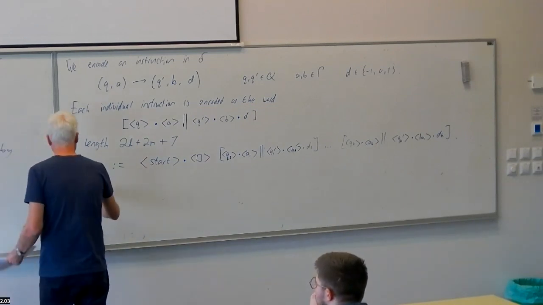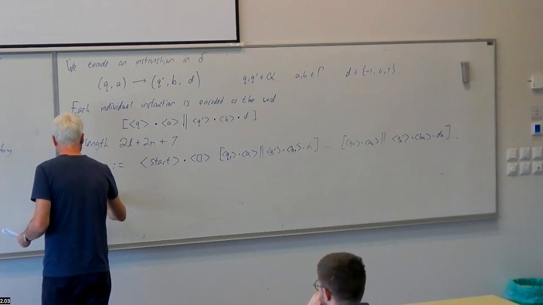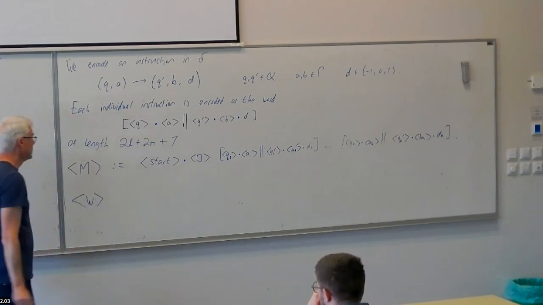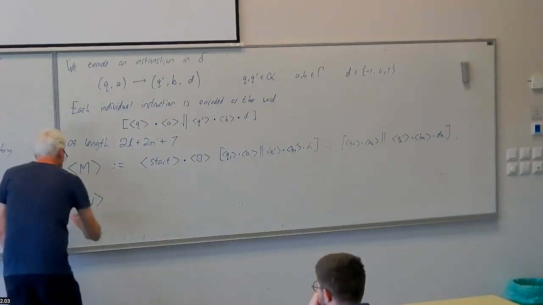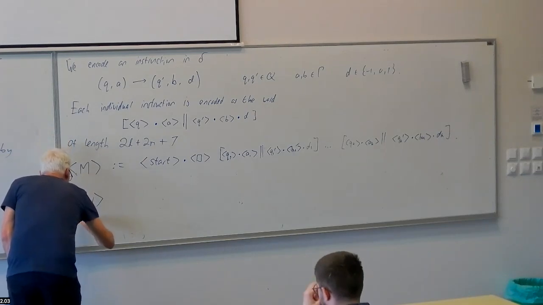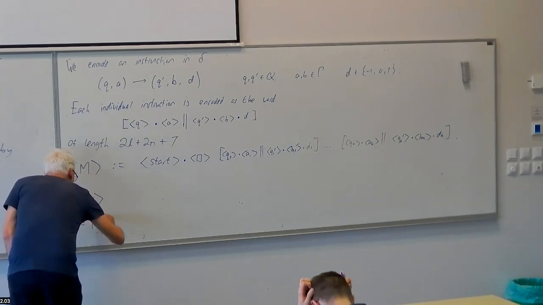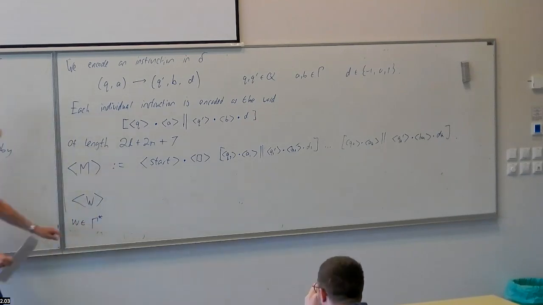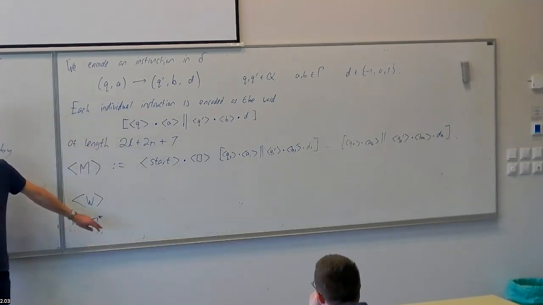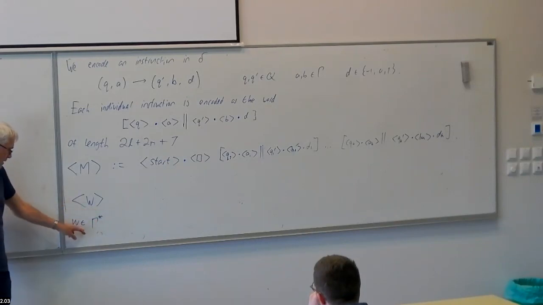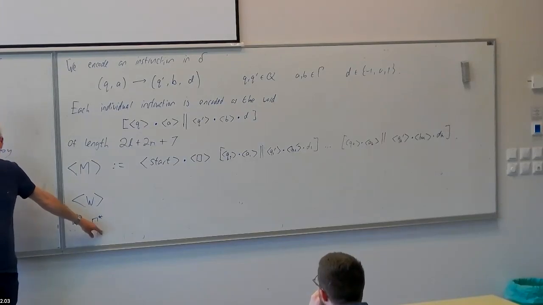What about the encoding of a word, W? So here, W is a word over gamma, over the tape alphabet. In fact, normally for the input words, we don't allow them to contain blanks, but still it's going to be useful for what follows to know how to encode an arbitrary word over the tape alphabet as a word over the universal alphabet.